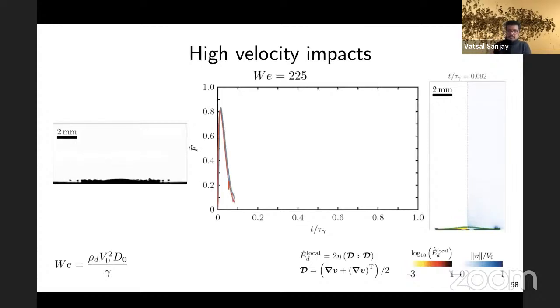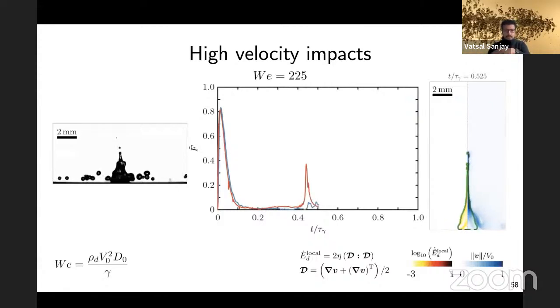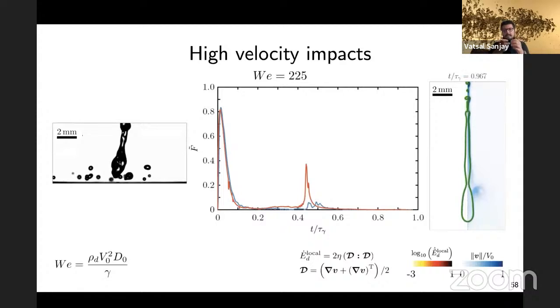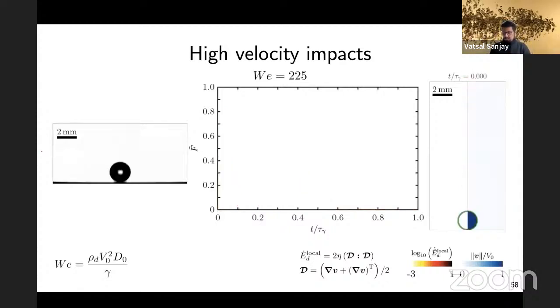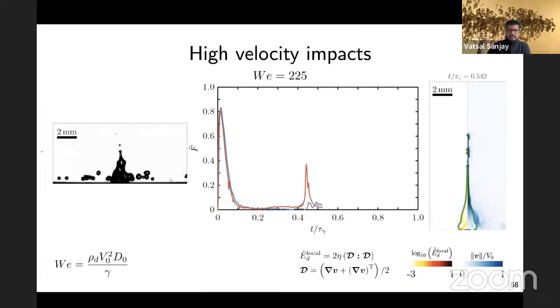So if I show you this video now, on the left hand side we have this drop impact spreading. This is Weber number of 225, and what you see is this droplet, because of this splashing and the breakup, basically breaks into these daughter droplets, and that takes away some of the momentum when we do the experiments.